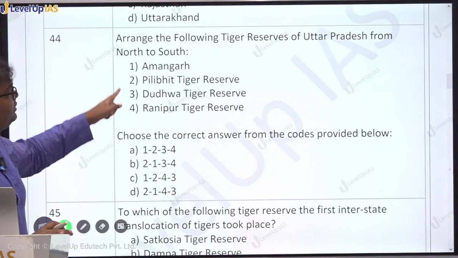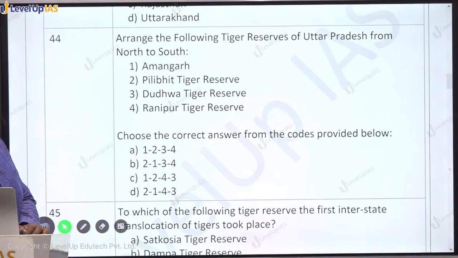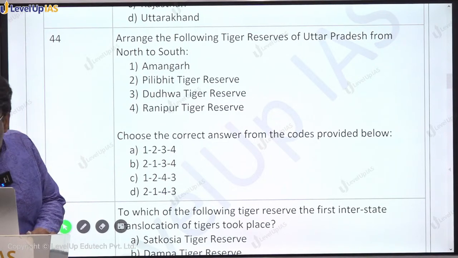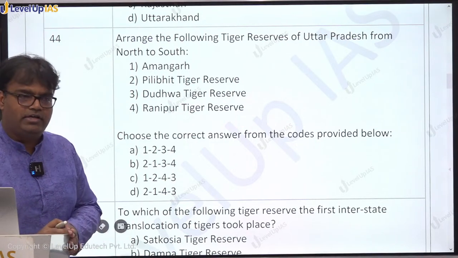Did we understand what the answer will be? North to south: 1, 2, 3, 4. Anjali says there is a problem with arrange-type questions. It is nothing, you just have to visualize it once on the map, that's it.